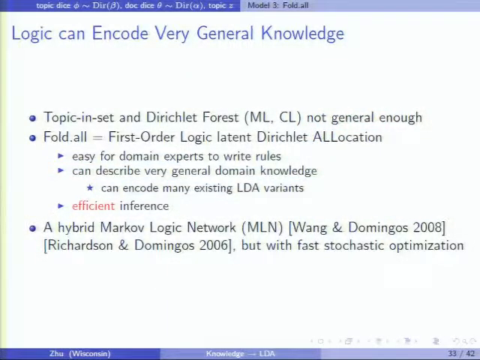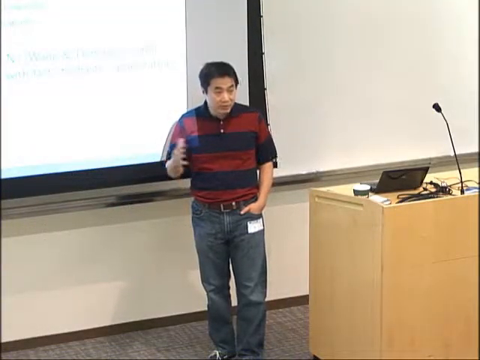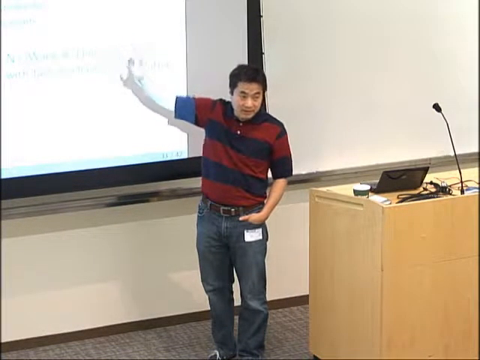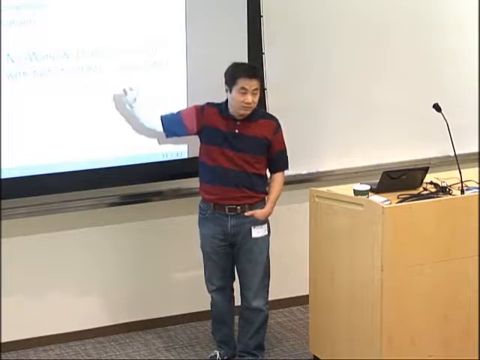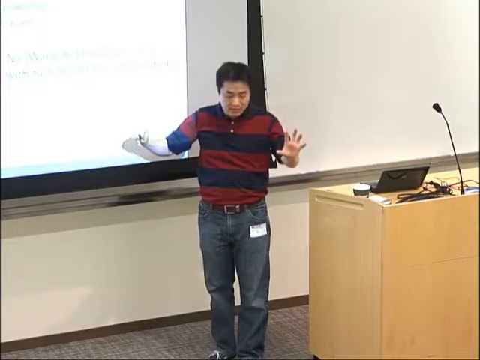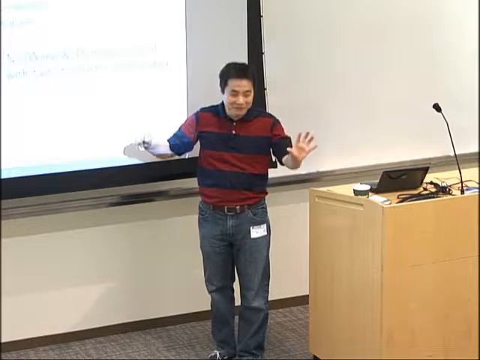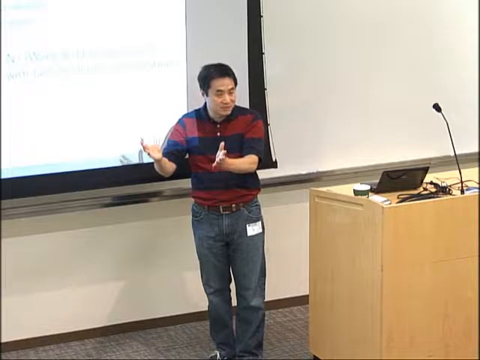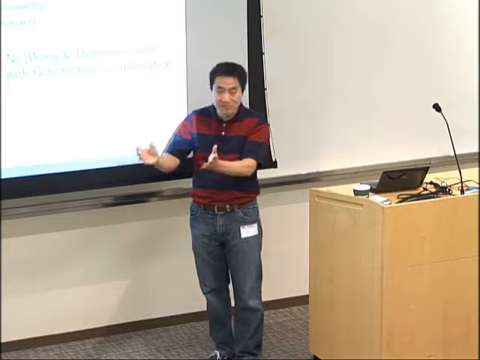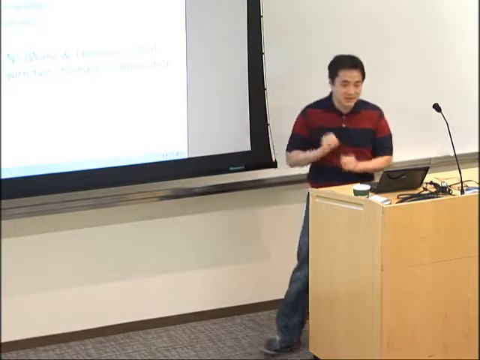So for those of you who are familiar with Markov logic network, the relation between our Fold.all model and that is the following. You can view Fold.all as what's called a hybrid Markov logic network, which is a Markov random field constructed from logic, multiplied by a likelihood term which involves continuous random variables. Okay? And those would be our psi and theta. So it's an instance of that, but we have our specialized optimization scheme so that it's efficient.